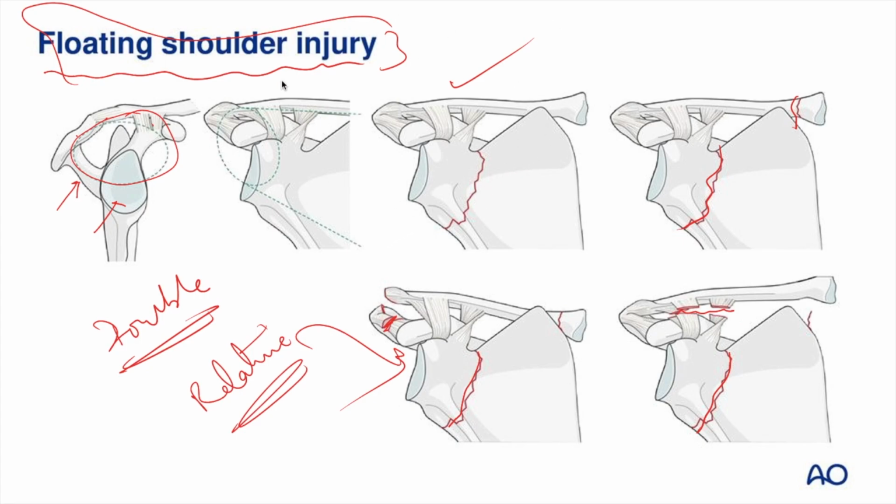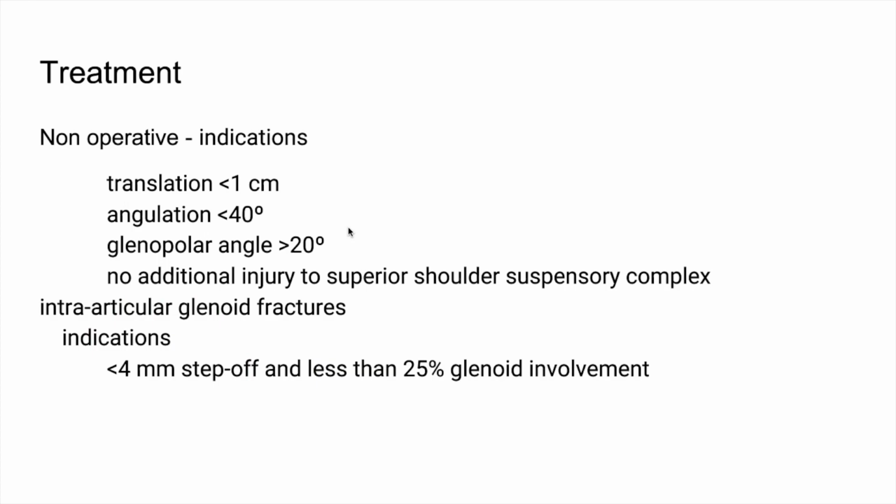But you must understand this suspensory bony ligamentous mechanism that is seen in the shoulder region or shoulder girdle. And if any two or more structures are involved, then it indicates a floating shoulder injury, and it has to be repaired or reconstructed.